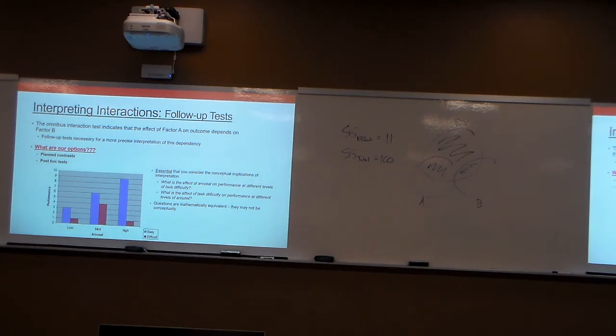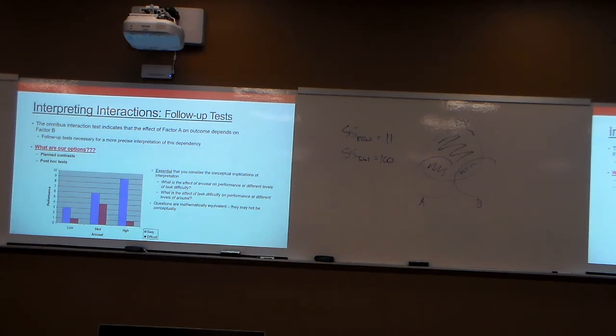What are the most important questions to ask, or things we want to look at, within the context of this design? We could ask, what's the effect of arousal on performance at different levels of task difficulty? If we wanted to do that, we're going to split up task difficulty. We take easy tasks and look at the impact of arousal on performance for easy tasks. What does that follow-up analysis look like?